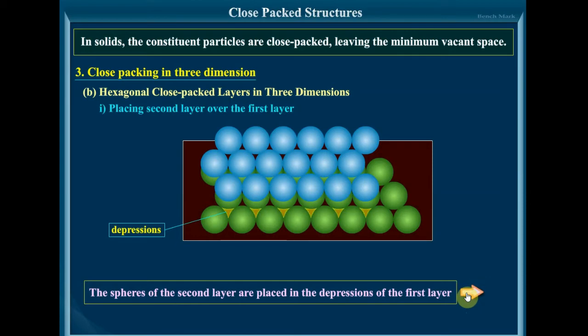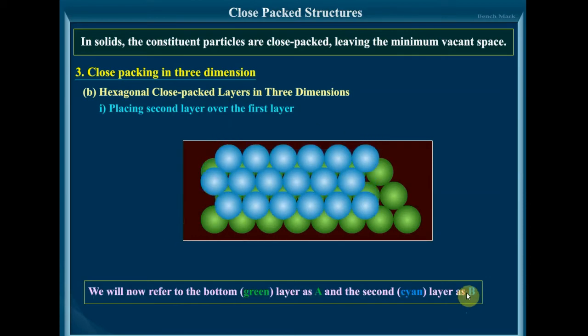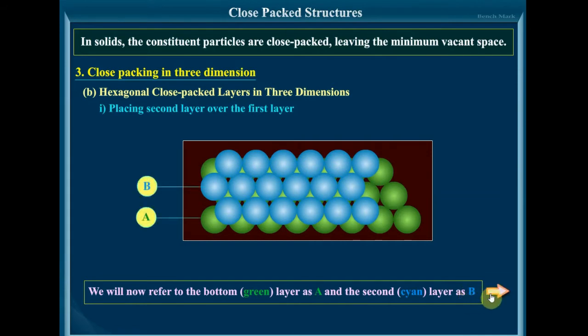So the first layer and the second layer are different. The first layer we'll name as A, and the second layer we'll name as B. We'll now refer to the bottom. It's given here: the bottom, that is the green one, as A and the other bluish color as B.